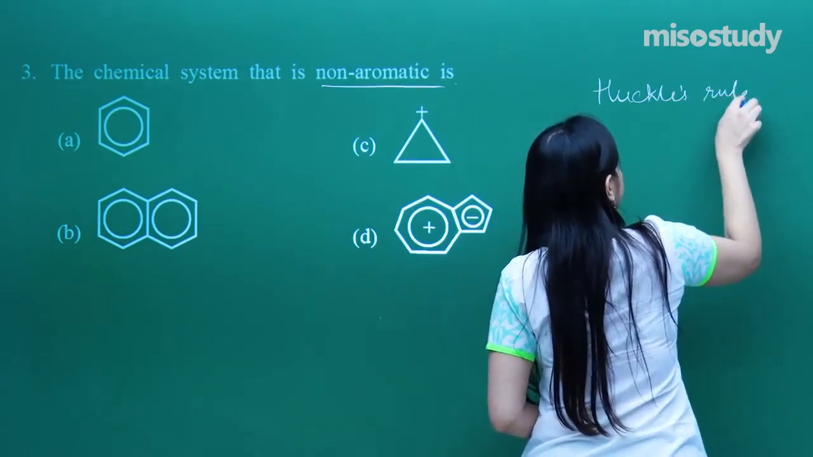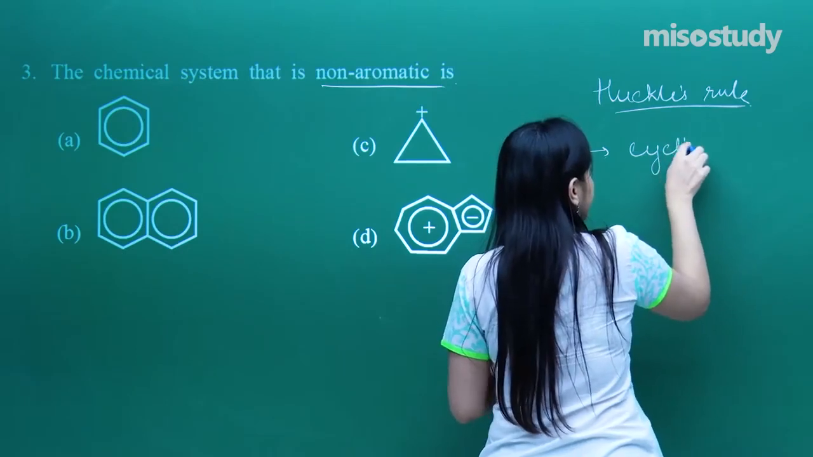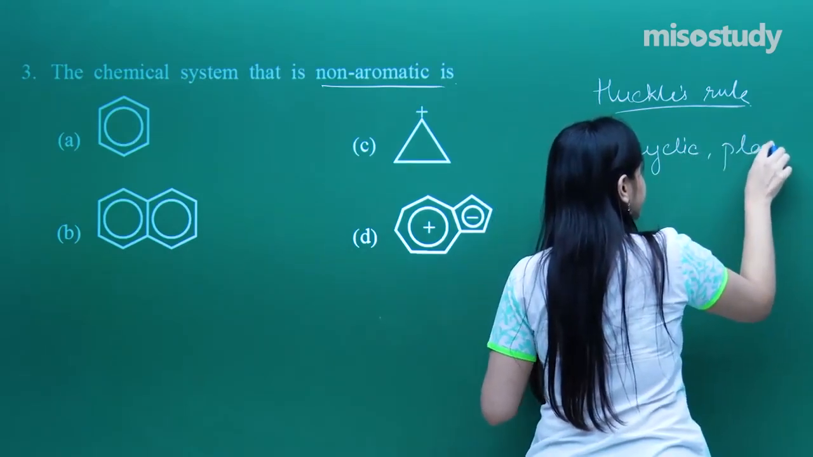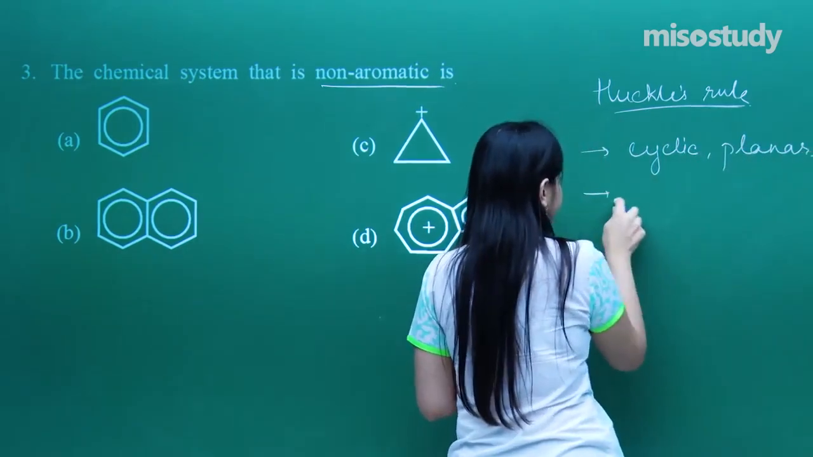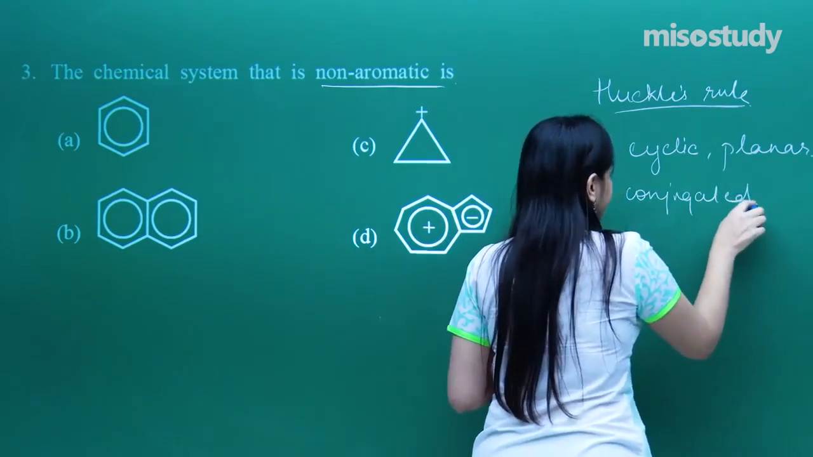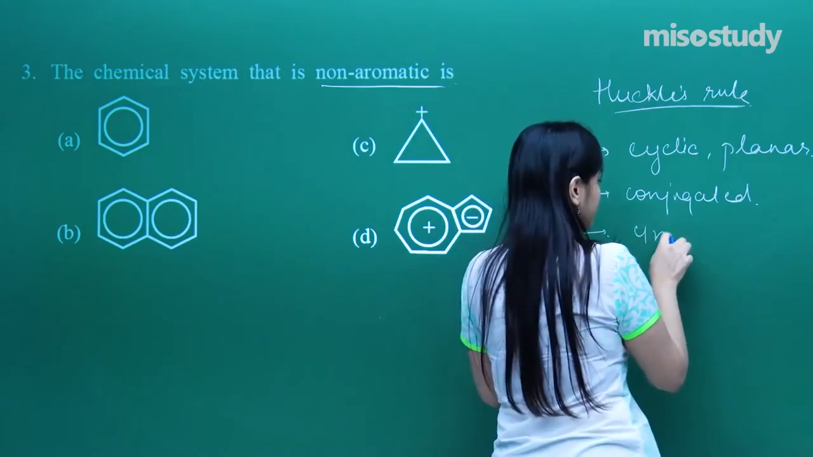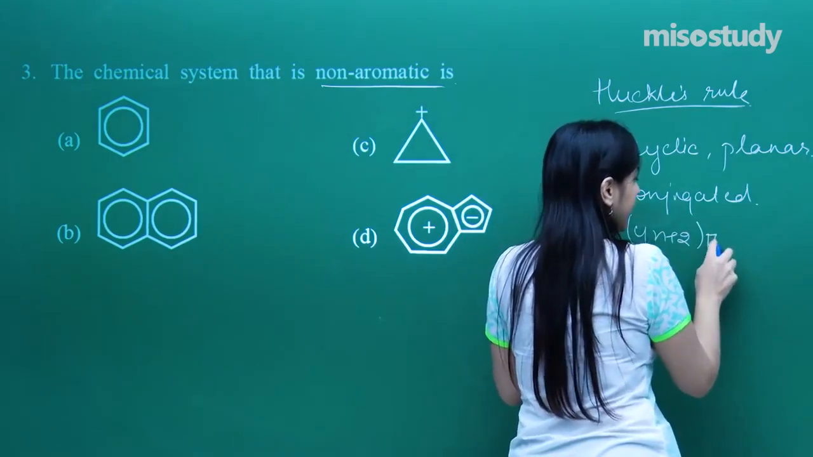Huckel's rule is quite important from your exam point of view. A cyclic compound needs to be planar. It needs to be conjugated. It needs to follow the 4n plus 2 pi electron rule. So it's the 4n plus 2 pi electron rule.